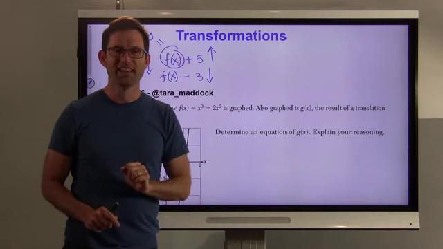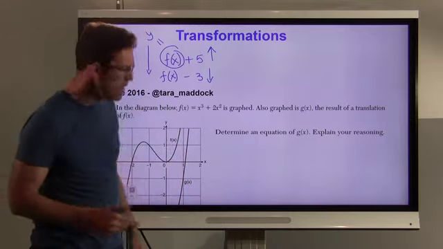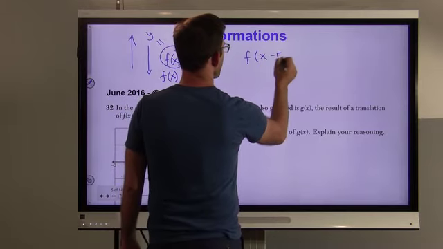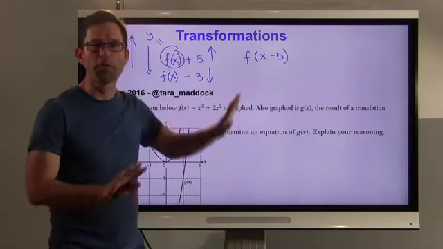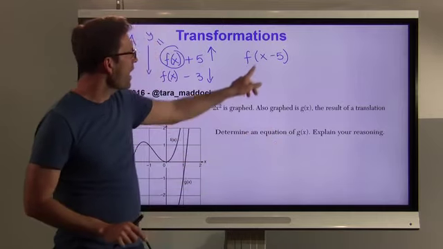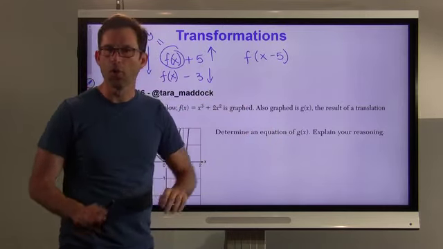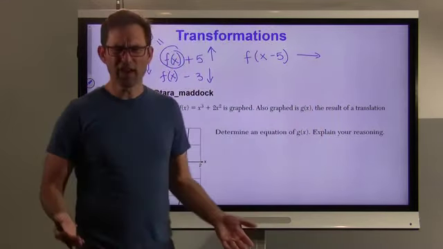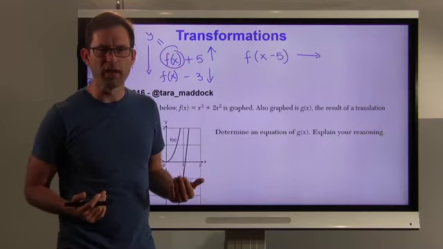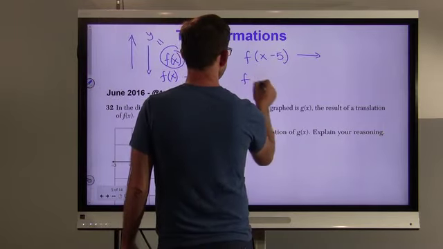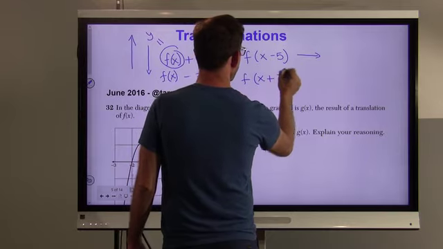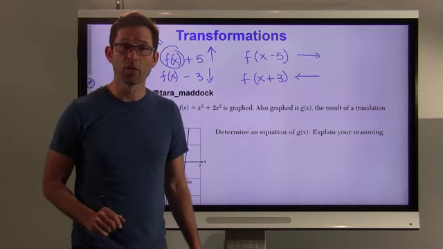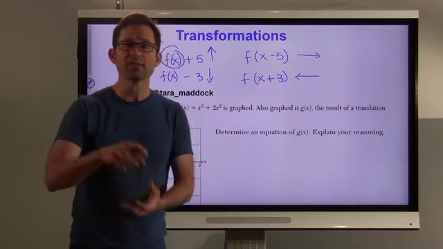What's quite confusing is when you do horizontal shifting. Because horizontal shifting occurs when you first do something to the input variable before anything else. So if I am subtracting from the input variable before I do anything else, it actually moves it to the right, which is very counterintuitive. You'd think that would move to the left, but it doesn't. And likewise, if I were to add to the input variable first, it shifts it to the left.